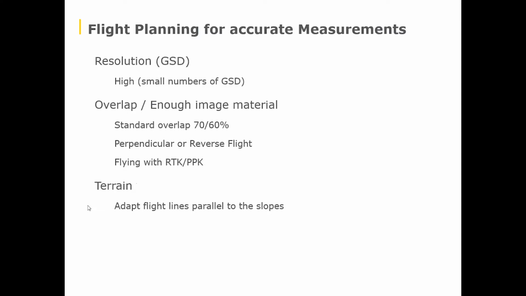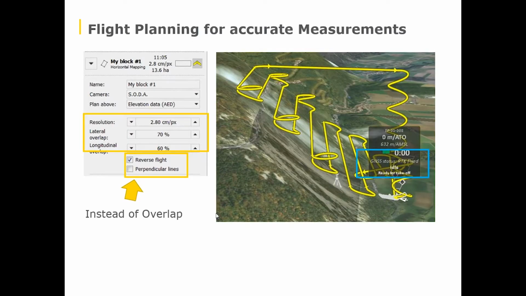And don't forget to adjust your flight lines to the terrain. So if you have a slope, put your flight lines parallel to that slope. Here is such an example. Here we're flying parallel to the slope. We leave those settings alone, the overlap, but we're going to use reverse flight lines.